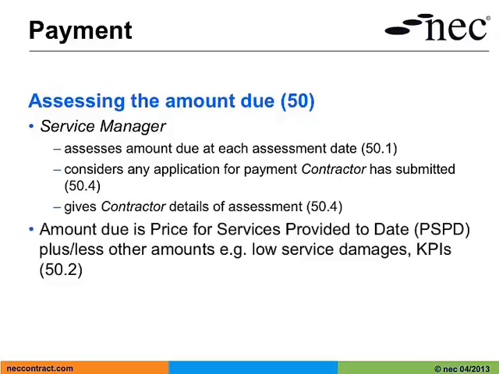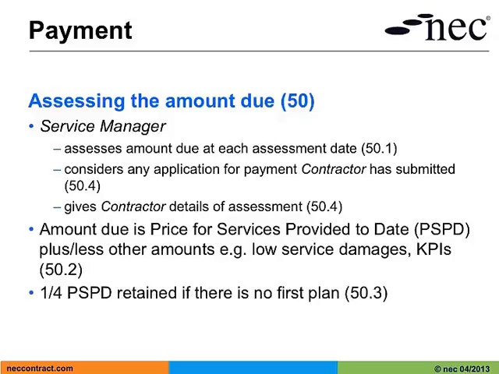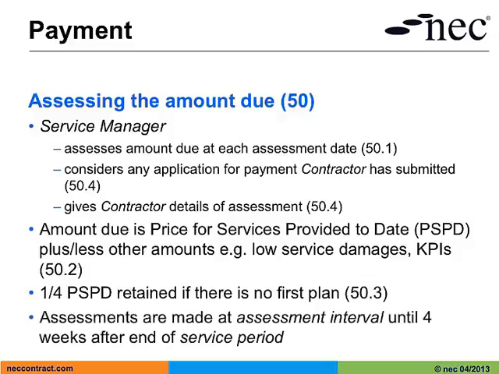The amount due is the price for services provided to date, or PSPD, plus or less other amounts, for example, low service damages, KPIs, or maybe the contractor's share. There is a sanction here in the contract that the service manager must retain a quarter of the price for services provided to date if the contractor has not provided a first plan. The purpose of this sanction is to stimulate the contractor in providing a first plan. Assessments are made at the assessment interval until 4 weeks after the end of the service period.